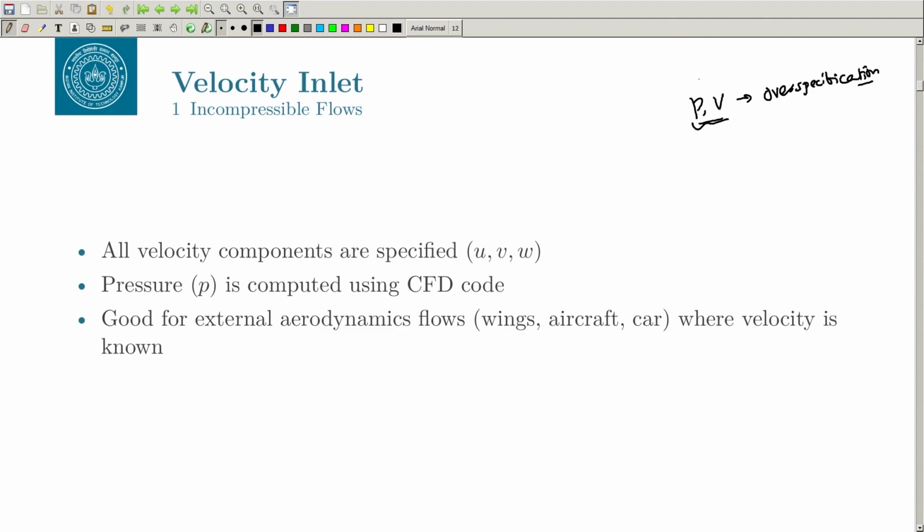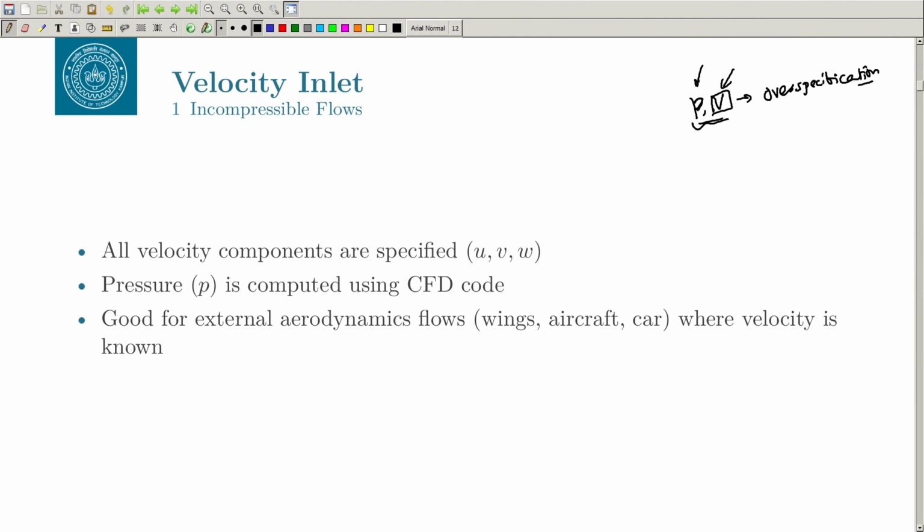If you specify the pressure, the velocity will be calculated by the CFD code to ensure that whatever pressure value you fixed is honored. On the other hand, if you specify the velocity, the pressure will be calculated by the CFD code in such a way that the fixed velocity, whatever value you are giving, is honored. But you cannot specify both pressure and velocity. That is one thing you must remember: if you are writing a code, you should not give both pressure and velocity at either inlet or the outlet.